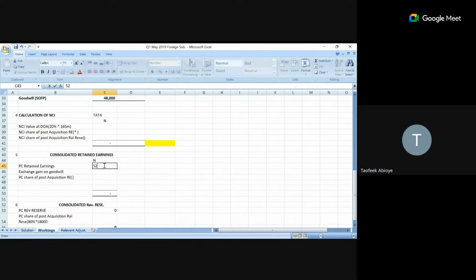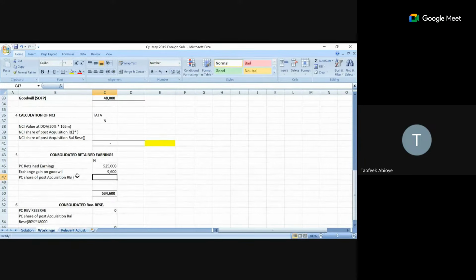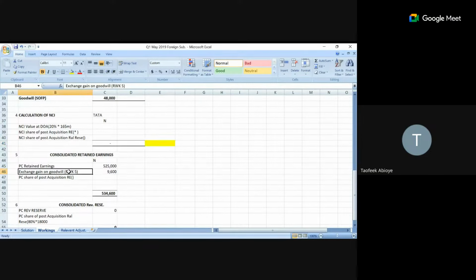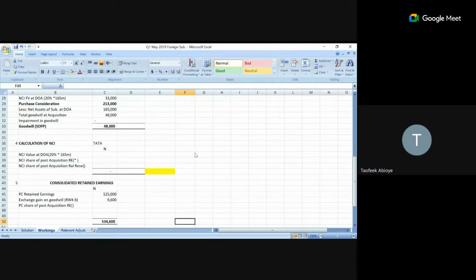So 525,000. Now, exchange gain on goodwill. We have determined that one. Let's link it. So let me put it here so that people will remember that it is our relevant working note 5 that we got that 9,600. Yes. Working note 6, not 5. Excuse me. Working note 6.